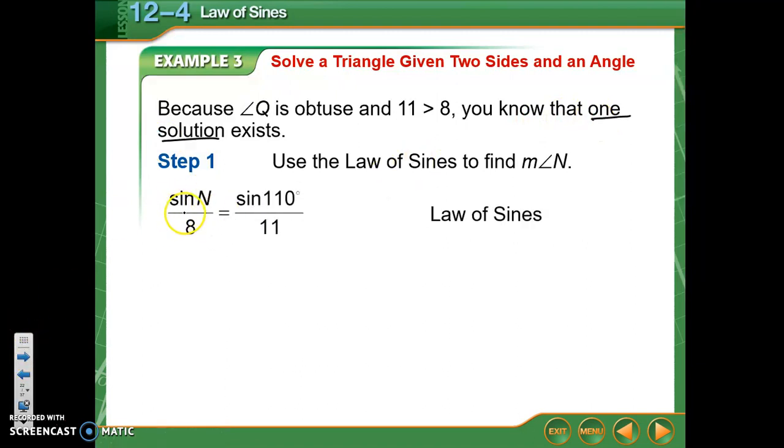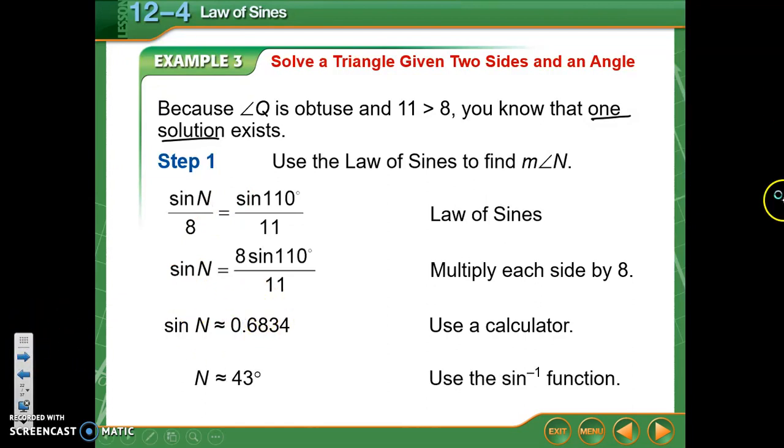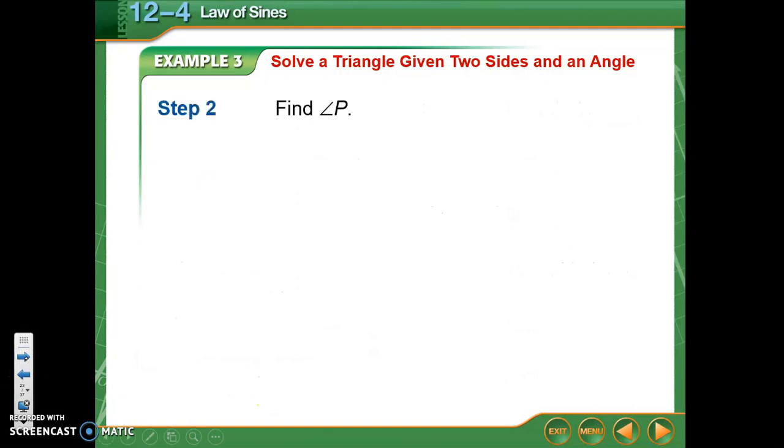In this case, I have to use law of sines to solve for an angle. So I'm going to say that the sine of angle N over 8 is equal to the sine of 110 degrees over 11. I'm going to multiply both sides by 8, and I get this ratio. Then remember, to get N by itself, we have to do the inverse sine, and that allows me to get the degrees of my angle. So angle N is 43 degrees.